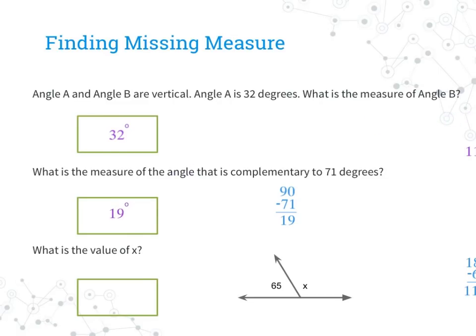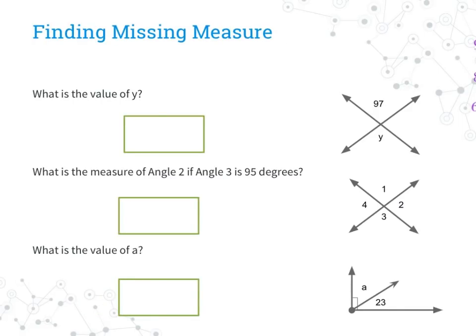The last one says, what is the value of x? So I have to take a look at my picture. I've got 65 on one side and x on the other, but I notice that there's a line that's straight across and they're combined. They're going to equal 180 degrees, so I know they're supplementary. So if I know they're going to equal 180 degrees, I can do 180 minus 65, and when I do that, the leftover is 115 degrees. So I know my answer is 115 degrees. Let's take a look at the next one.